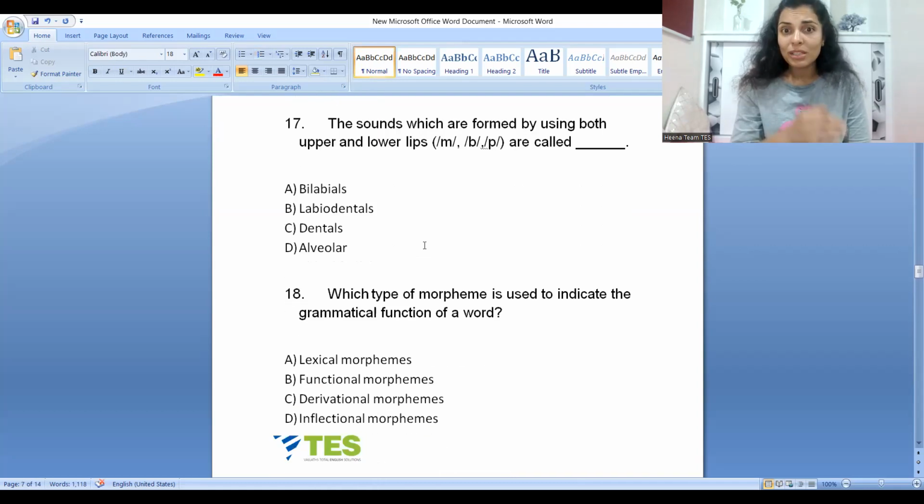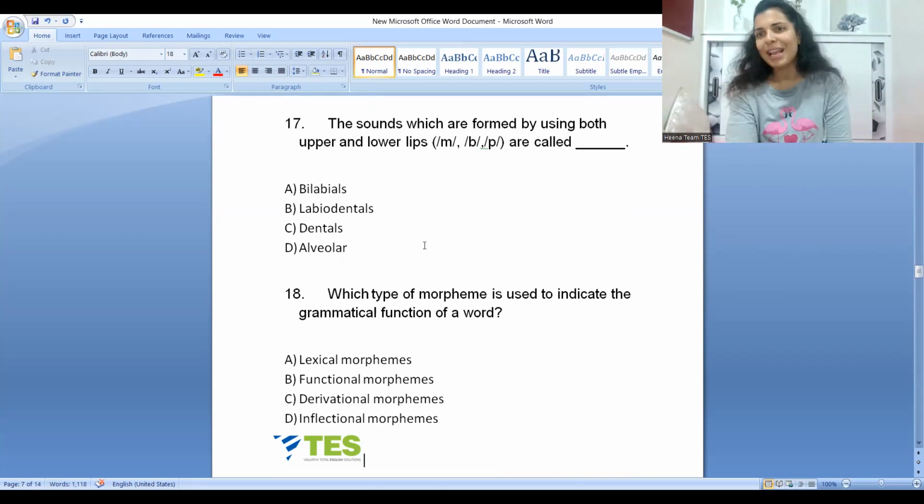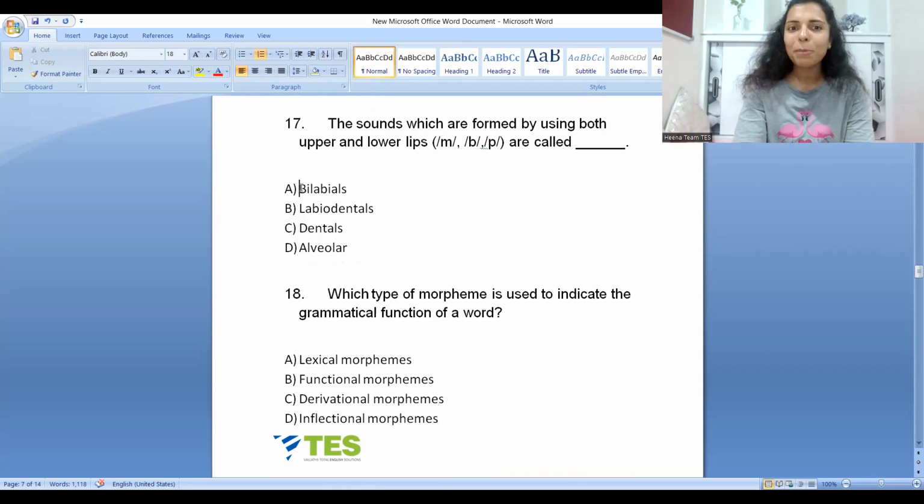Question number 17 on your screen. The sounds which are formed by using both upper and lower lips are called A, bilabials, B, labiodentals, C, dentals, or D, alveolar. Tell me, the sounds which are formed by using both upper and lower lip are called option A, bilabials.